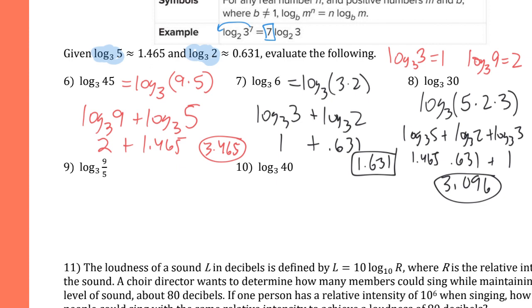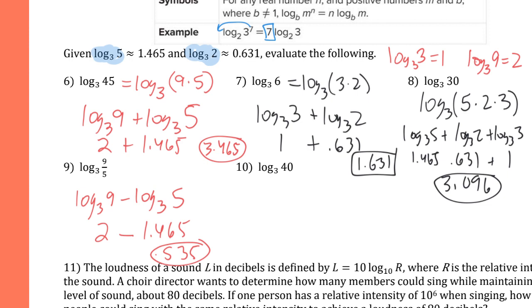The next one would be log base 3 of 9/5. Remember, in the logarithmic world, you can express this as the subtraction of 2 logs. So we could do log base 3 of 9 minus log base 3 of 5. The numerator is the first one that you subtract. So this would be 2 minus, and log base 3 of 5 is going to be 1.465. If you subtract those, you're going to get 0.535. So we're expressing using those properties. It's a little tricky.